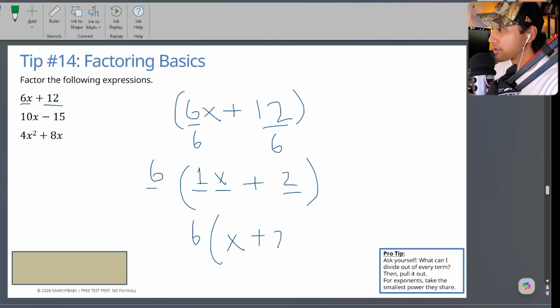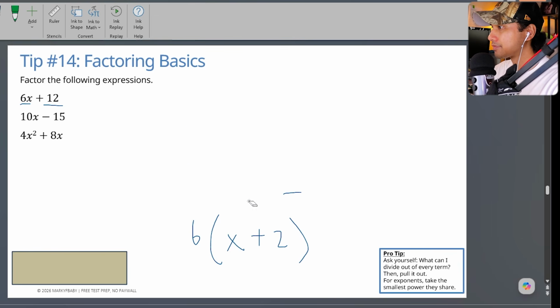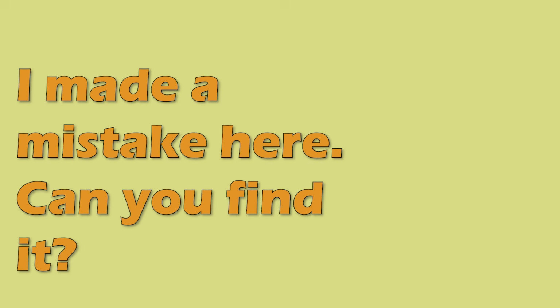So our factored expression is 6 parentheses 1 times x plus 2, or 6 times x plus 2. That is our factored expression. There you go. Let's go work with the second expression. What can be taken out from here? What is the greatest common factor? And that's 5.